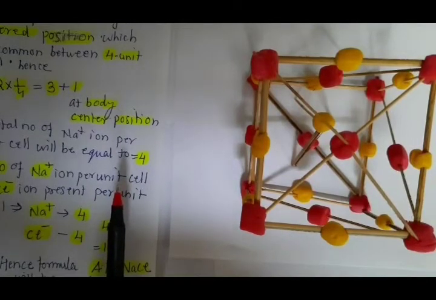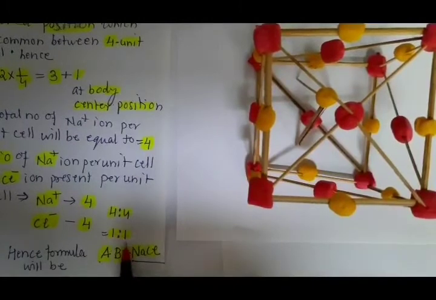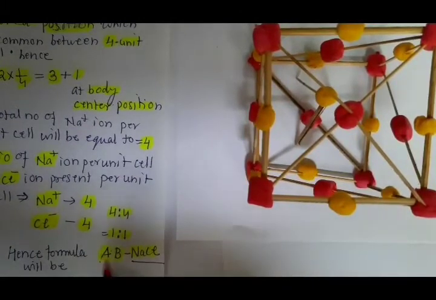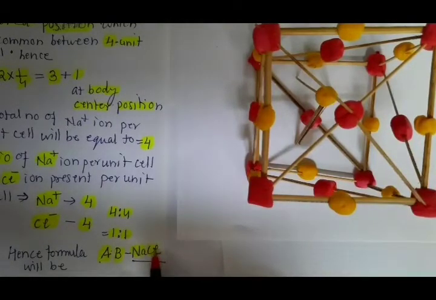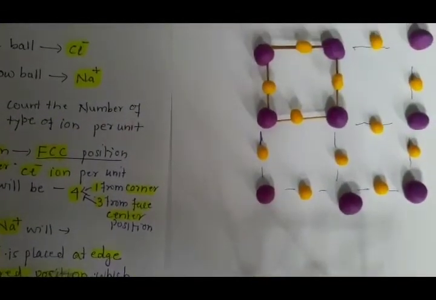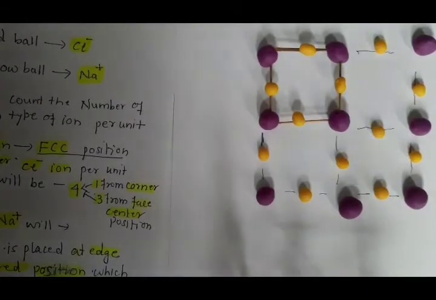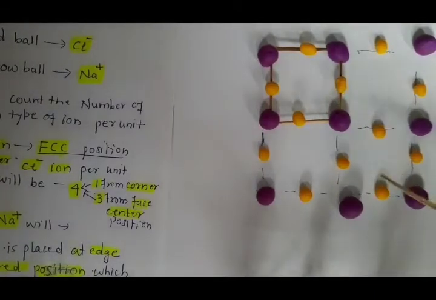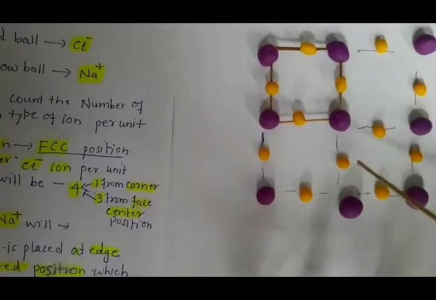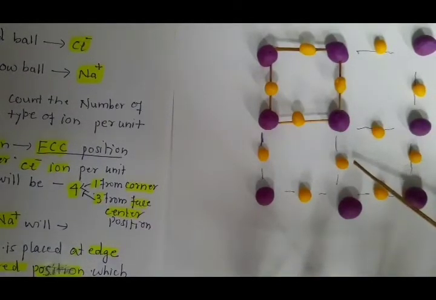So 4 positive ions will neutralize the 4 negative ions, and the compound will be neutral. Here the formula will be NaCl. Now let us understand the coordination number of sodium ion in this unit cell. Suppose the purple ball represents the chloride ion and the smaller yellow ball represents the sodium ion.